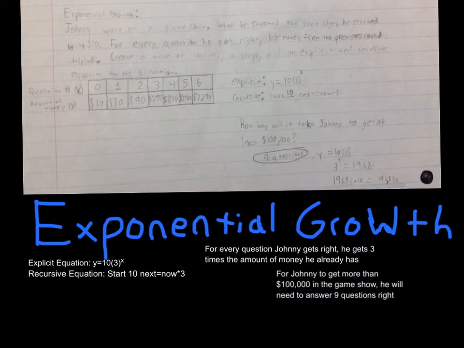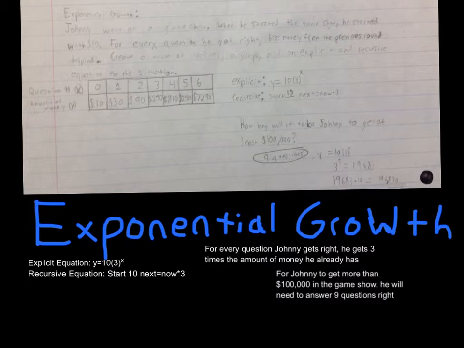So, exponential growth. Johnny went on a game show. When he started the game show, he started with $10. For every question he got right, his money from the previous round tripled. Create a table of values, a graph, and an explicit and recursive equation for the situation.